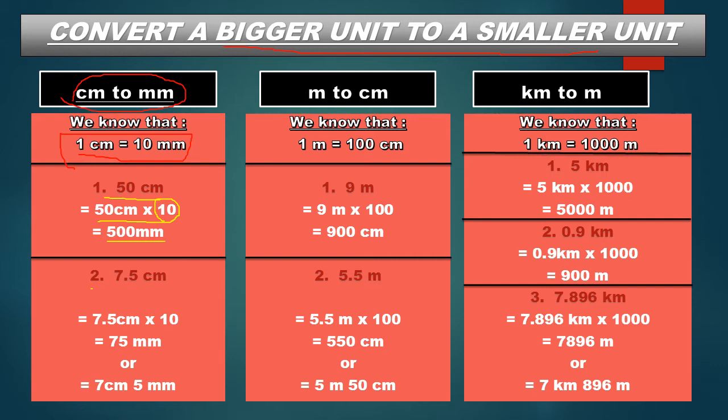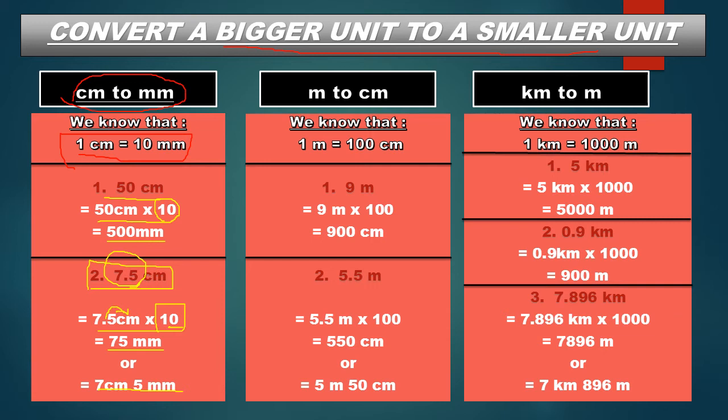In the second example, we have 7.5 centimeters. Now, as we all know, 1 centimeter is equal to 10 millimeters. So, to convert centimeter to millimeter, multiply the given number by 10. To convert 7.5 to millimeters, multiply it by 10. When we multiply it by 10, the decimal point moves forward by 1 digit because we have 1 zero here. So the answer will be 75 millimeters, or we can write 7 centimeters 5 millimeters.